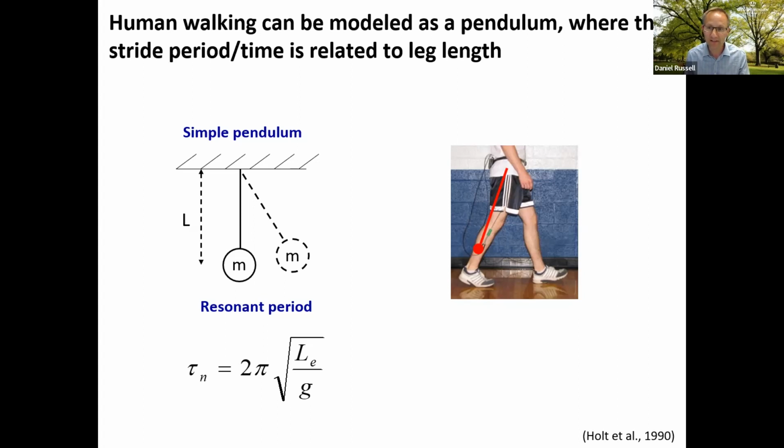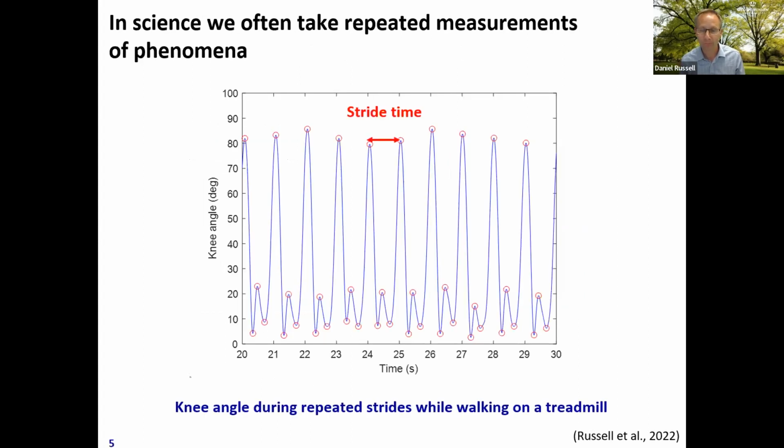If you've studied a little physics, then you'll know that a simple pendulum model allows us to predict the resonant frequency or resonant period, so the time of each oscillation of that pendulum. Of course, this has been very useful for us as it's allowed us to create clocks that time out our seconds of the day. So can we model human walking as a pendulum and predict the stride interval, the stride period? Okay. So in science, we take repeated measurements of any phenomena.